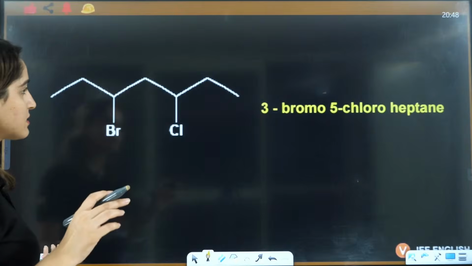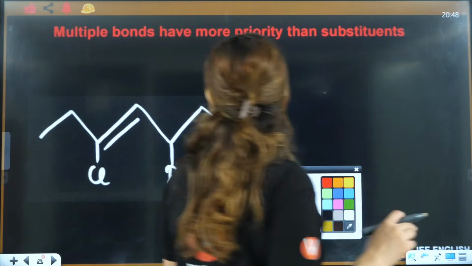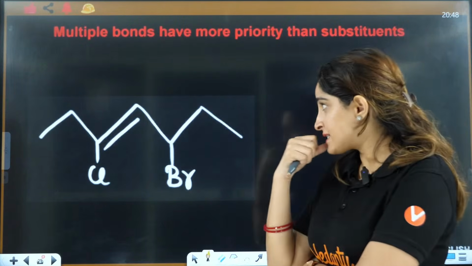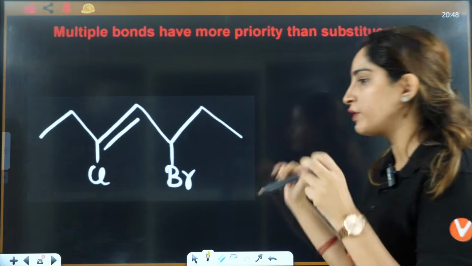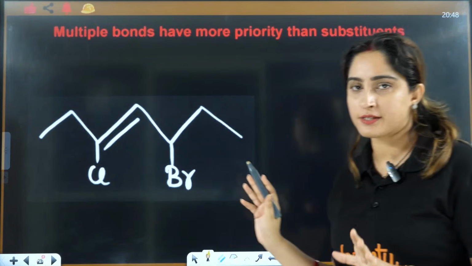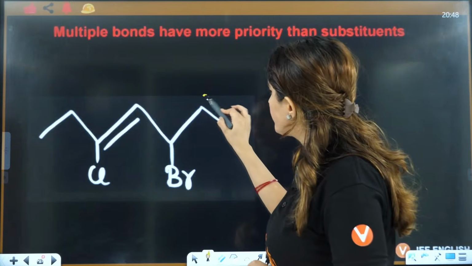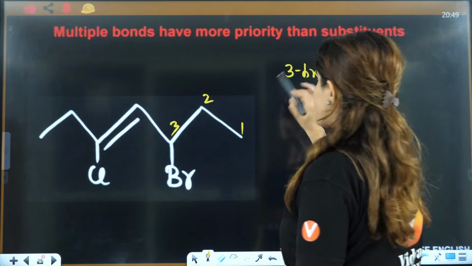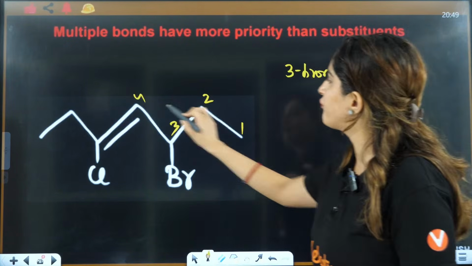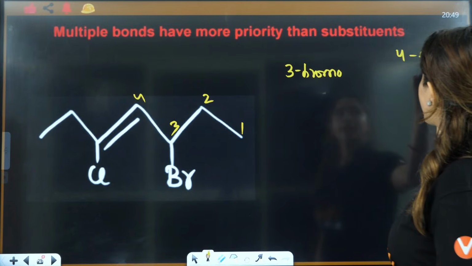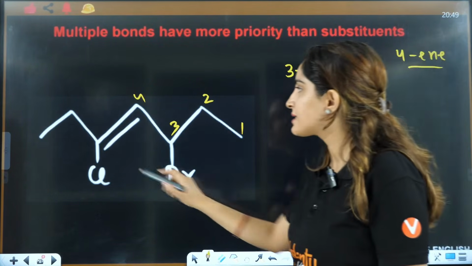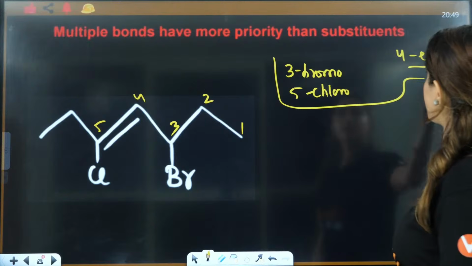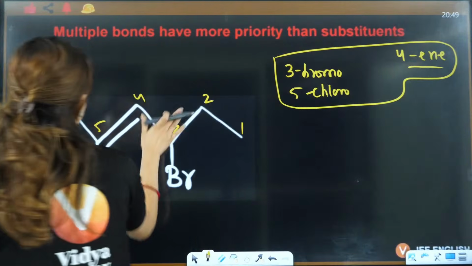Okay, now let's see. Next is multiple bonds. Now here is how you will prioritize. Here you have 1, 2, 3, you can give 3 bromo. To ene you will give 4 ene. Just write what names you can give. And 5 you will give to chloro. That is the first possibility here. I will just write it here, that is the first possibility.